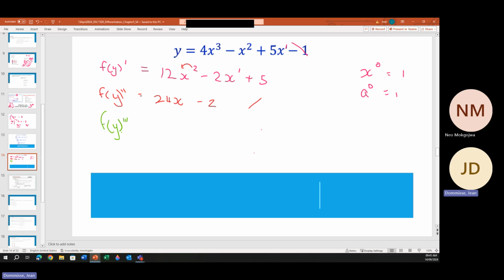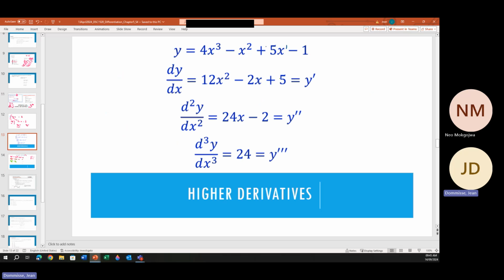So that's 3. Again, there's a 1 goes in front, so that's 24. x to the power of 1 minus 1 becomes 1. So your third derivative is basically staying at 24. And that is also how we did it. If you look at the previous slide, that is what the answer was as well.